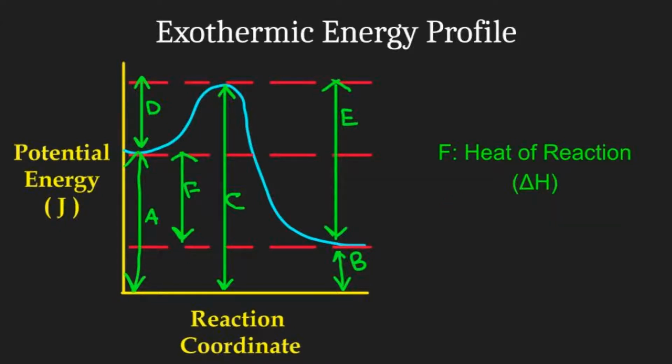Now the last thing we want to label on this energy profile before changing it up a little is our heat of reaction, represented by line F. The heat of reaction is the total change of energy in the system as we go from start to finish. Here we can see that we end up with less energy in the end, which is why it's exothermic. So the heat of reaction, line F, would be negative, and can be found by taking the heat of the products, line B, minus the heat of the reactants, line A.